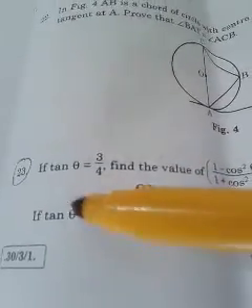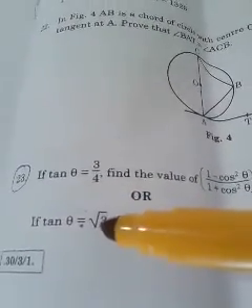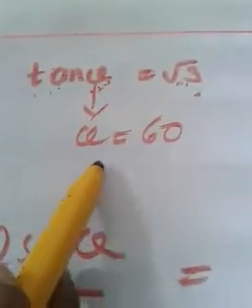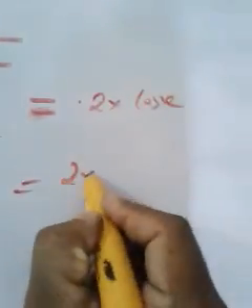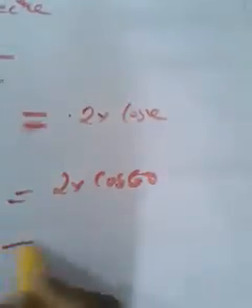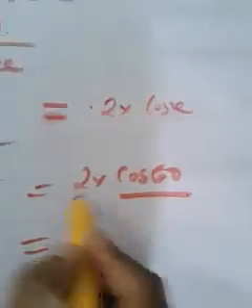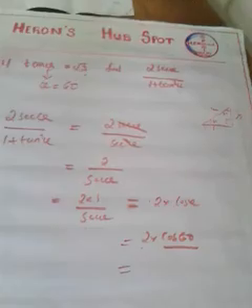But here we can use the table, because tan of some angle is root 3. That is in the table, that is nothing but 60. That's why we can use the table here. The value of theta is 60. So 2 into cos theta will be cos 60. Subtract the value of cos 60 here, multiply with the 2, and you will get the answer.